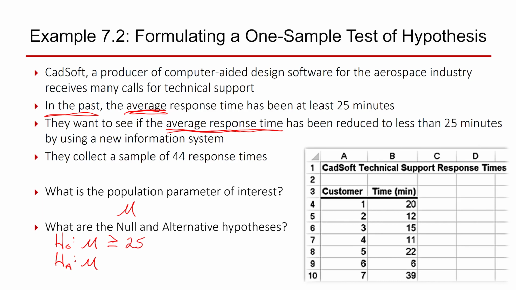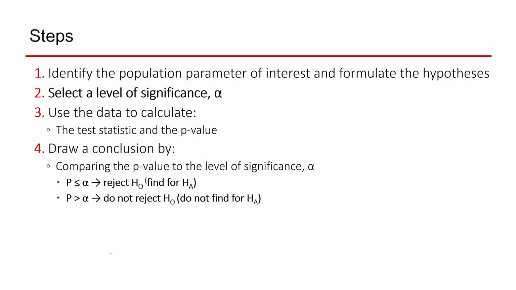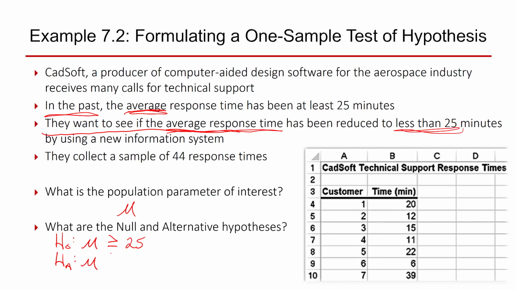All right, so now we need to decide what's the direction of the alternative hypothesis. What are they looking for evidence for? What is your research hypothesis? Well, it says here they want to see if the average response time has been reduced to less than 25 minutes. So the alternative is less than. All right. Very good. So we've identified our first set of hypotheses.